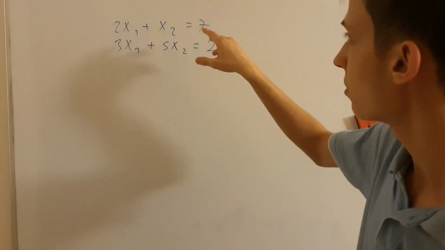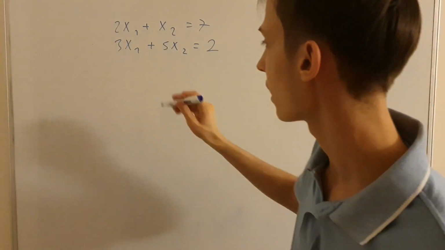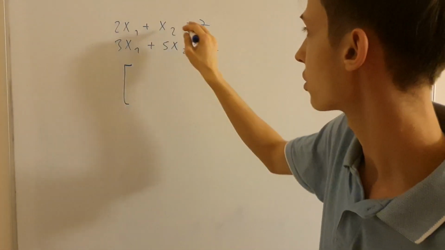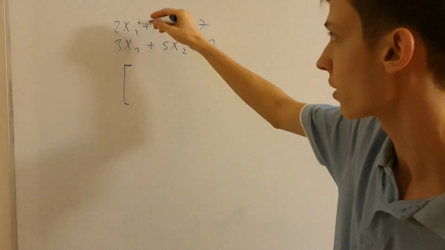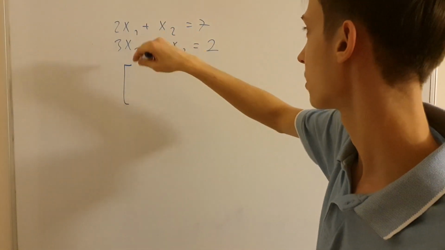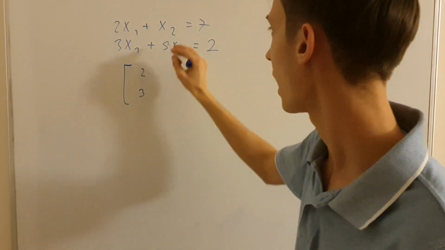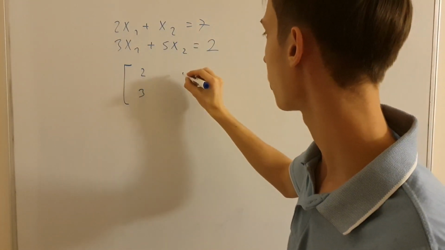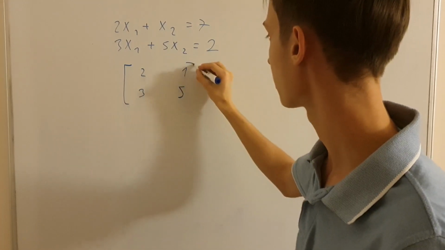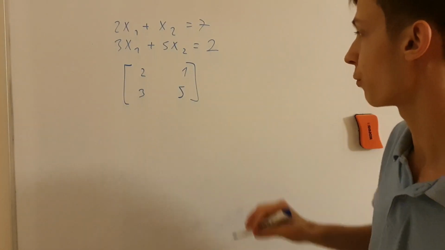Alright, so how this can be translated into a matrix is basically on the left side, I take the coefficients. Well, I see the x1s are in the first place above each other. The x2 is like this, so it's 2, 3. And then here for x2, it's 1 and 5. There are the coefficients. And of course, these are just coefficients now.